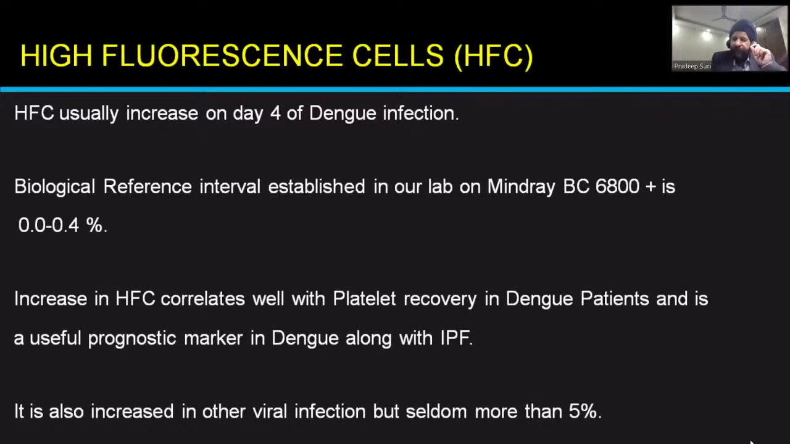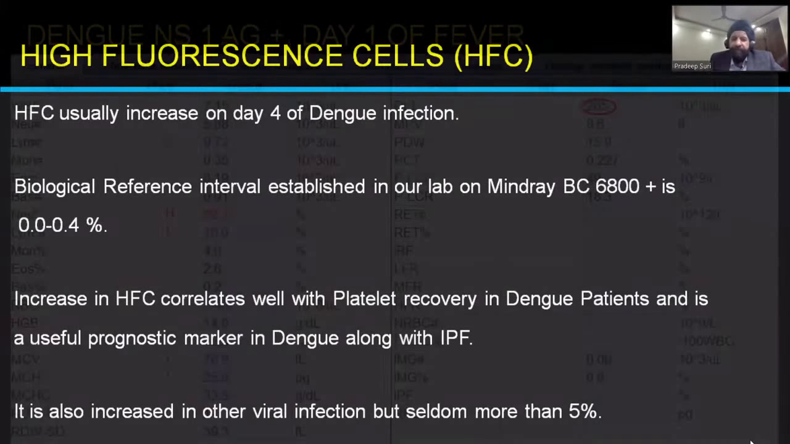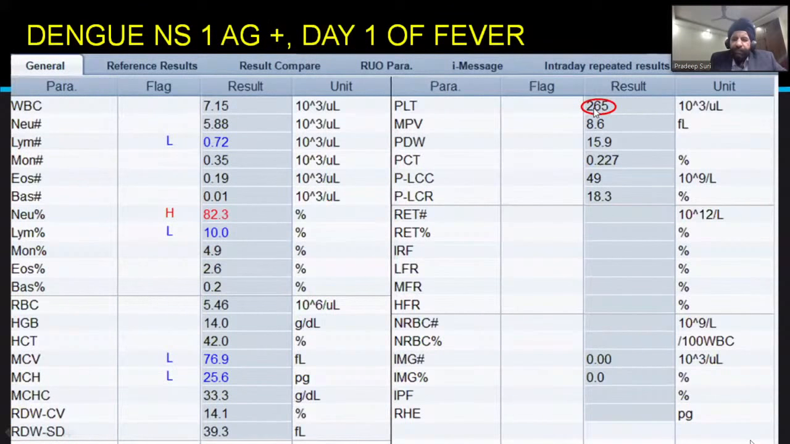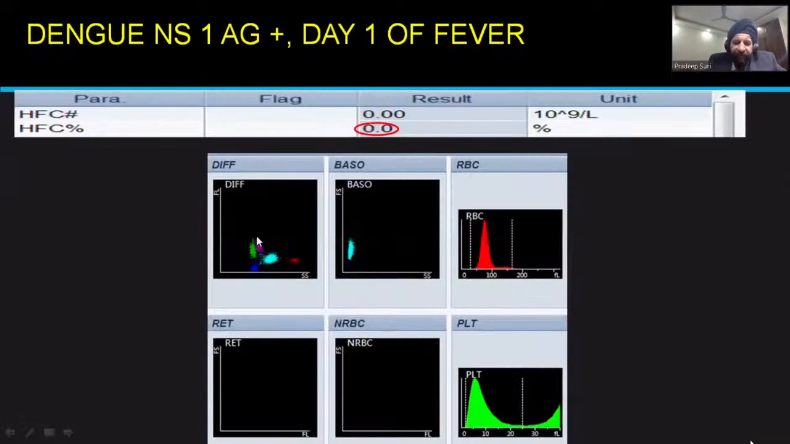I'll just show you a case of dengue. Day on day, how HFC increases and then finally decreases, and its correlation with the platelet recovery. This is a patient of dengue which is confirmed on NS1 antigen. This is day 1 of fever. If you look at the platelet count, it is 265. And if you look at the HFC, it is 0% on day 1. If you look at the WBC scattergram, this is the area here, just above the monocyte. There is hardly any dots here.